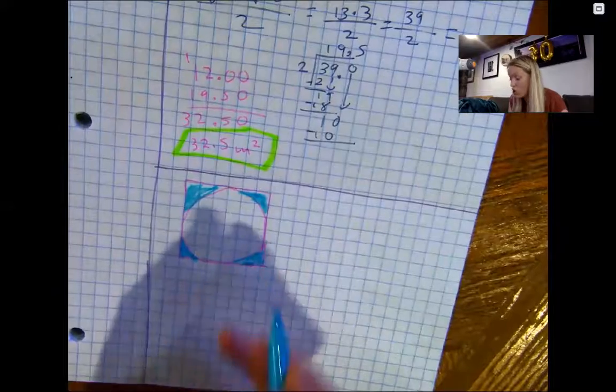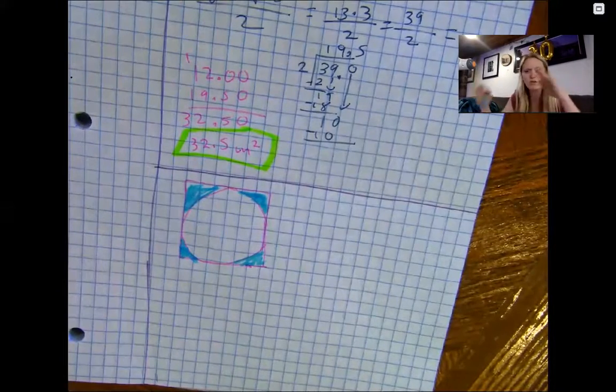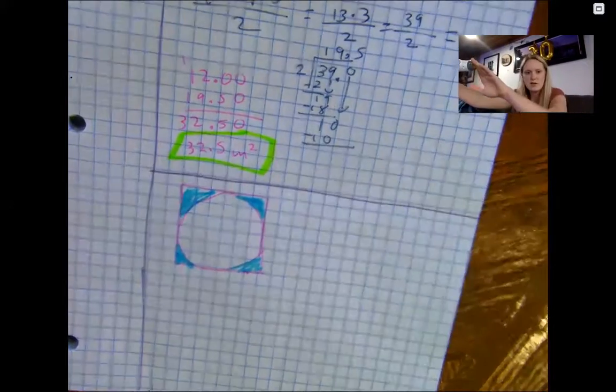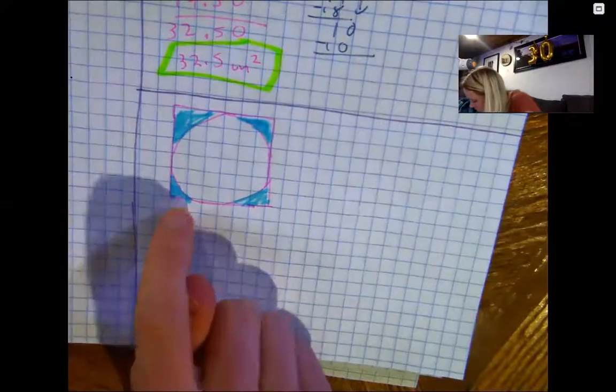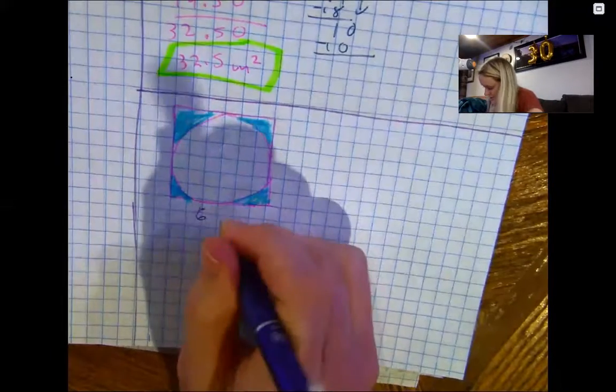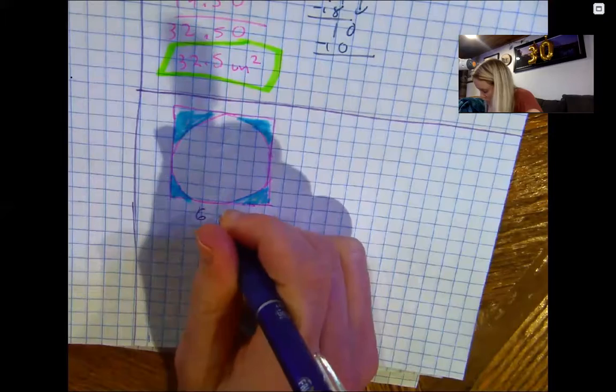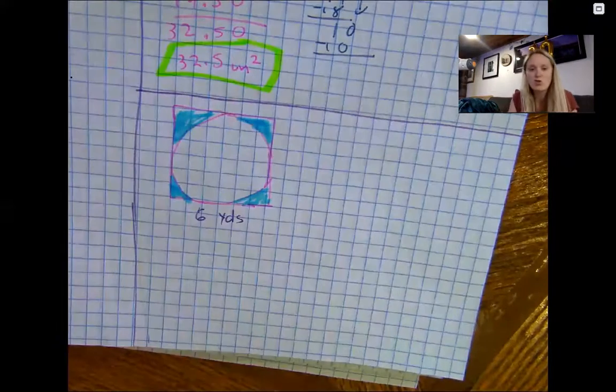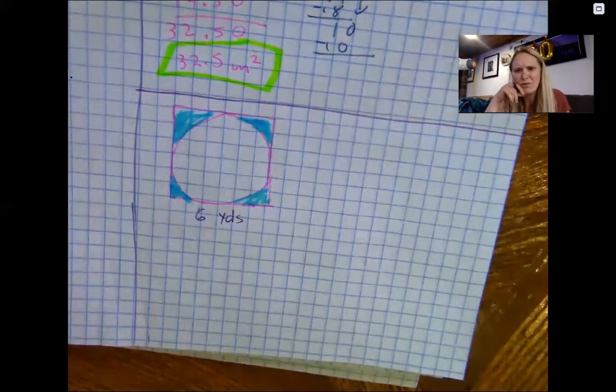You could say, well, those look like triangles, but we know they're not because they're curved and triangles have 3 straight lines. So you would go, what the heck? So 1, 2, 3, 4, 5, 6. So let's call this 6 yards. Okay. So you'd go, crap, how would I find the area of the blue? That's not a shape that we know.